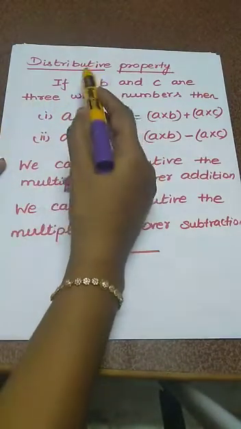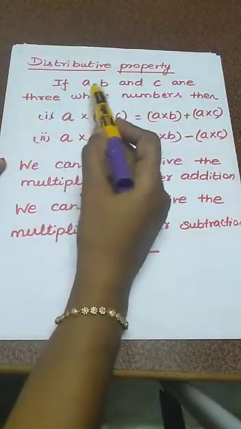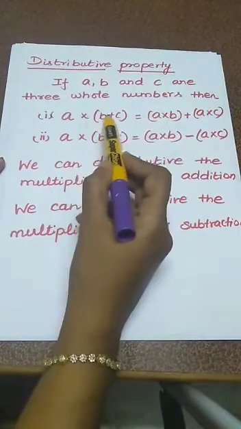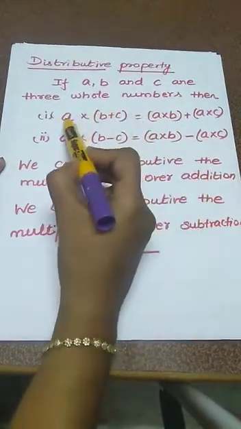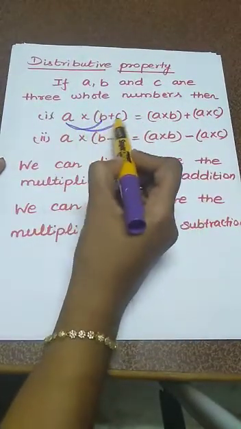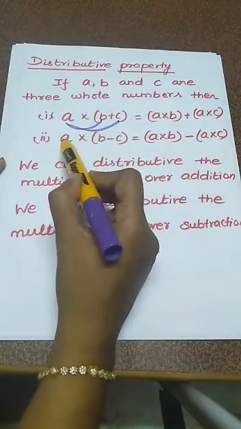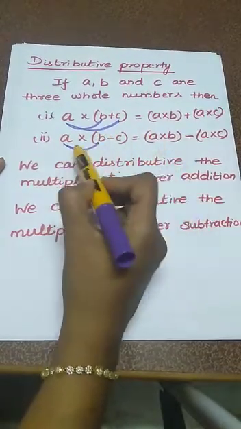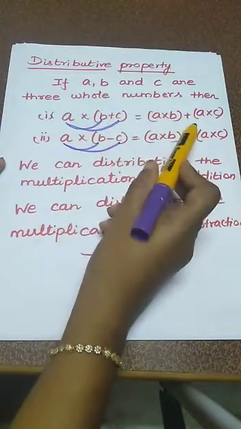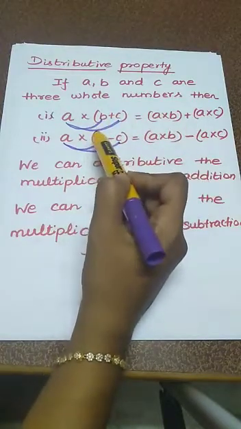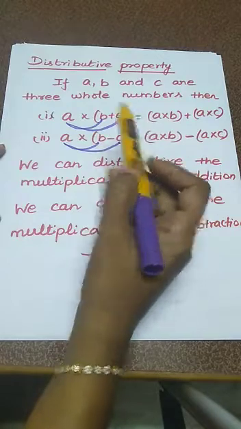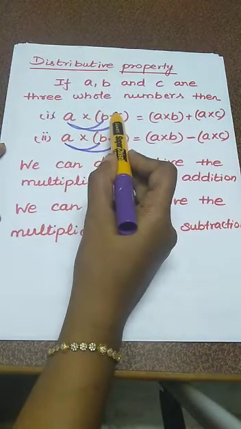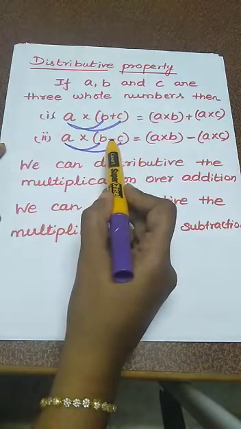Next one is distributive property. If A, B and C are three whole numbers, then A into B plus C is equal to A into B plus A into C. Second one, A into B minus C is equal to A into B minus A into C. You just look at this condition. In distributive property, at a time we have to use two symbols. One fixed symbol is multiplication. One time we have to use addition symbol. Another time we have to use subtraction symbol.